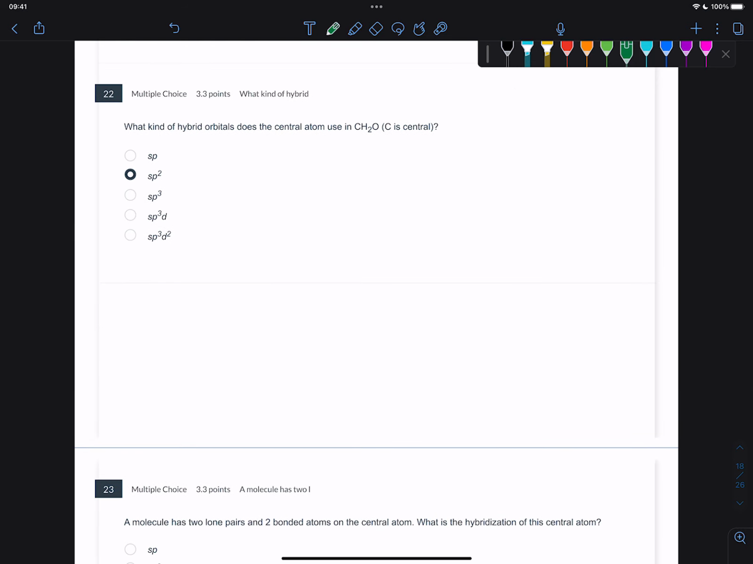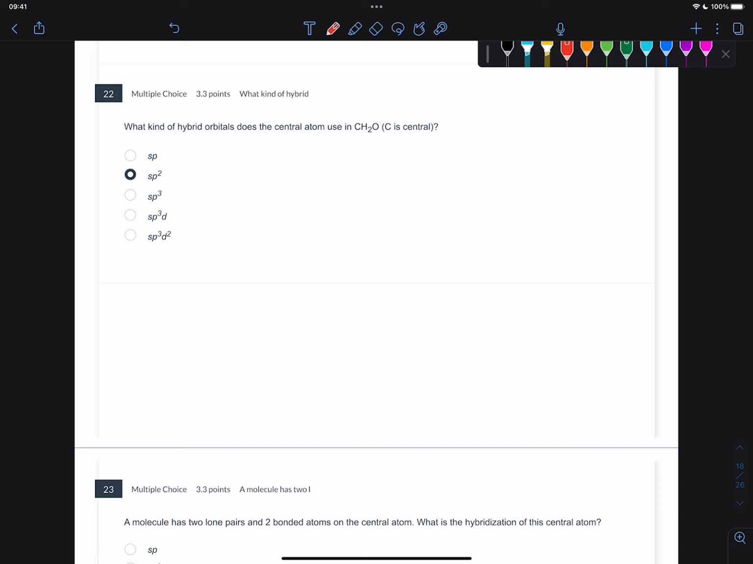22. Which kind of hybrid orbitals does the central atom use in CH2O? I just happen to remember this really well from organic chem, so I'm going to try to put myself in the perspective of a Gen Chem student again, assuming you learned it the same way.